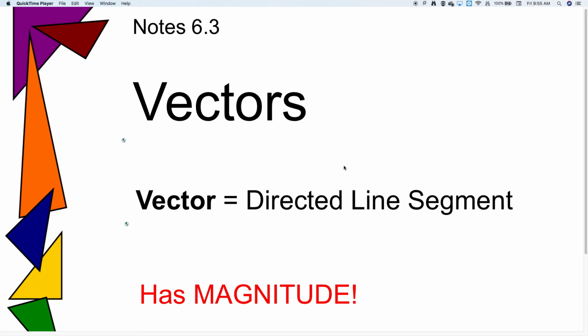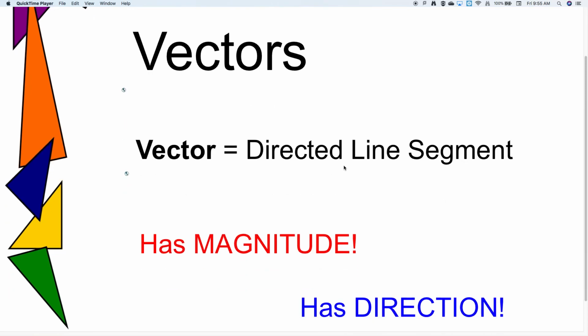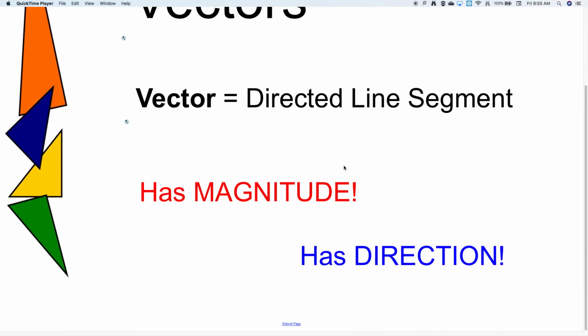These line segments are different than just a basic line segment in geometry. The key there is that there is some direction. So it has an initial and a terminal point, and then there's an arrow showing which one is the start and which one is the end. Okay. So it has magnitude, and it has direction.